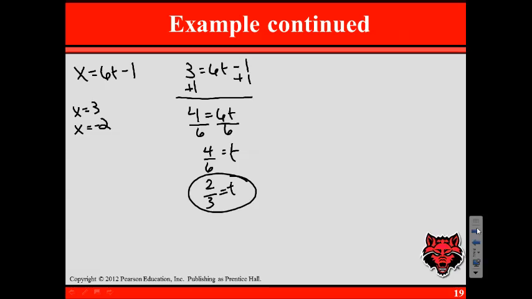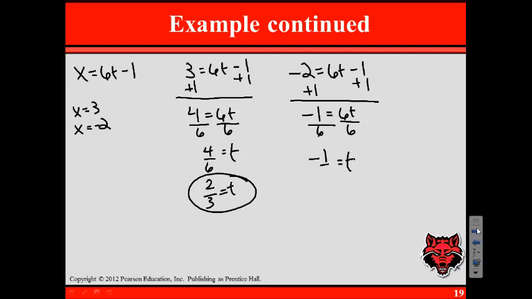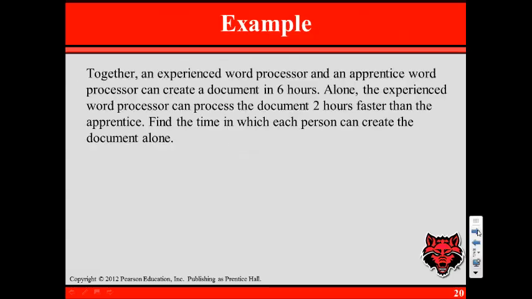Let's do the same thing with the negative 2. Negative 2 equals 6t minus 1. So we add 1 to each side. We're left with negative 1 equals 6t. We divide both sides by 6. And we have t equals negative 1/6. So we also have two answers for t. One is 2/3 and the other is negative 1/6.